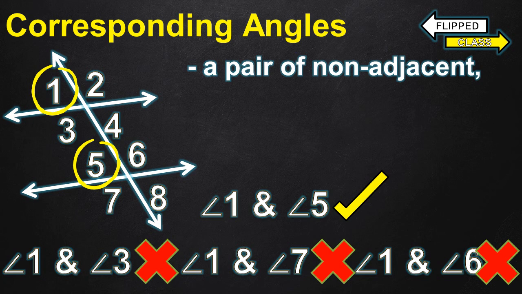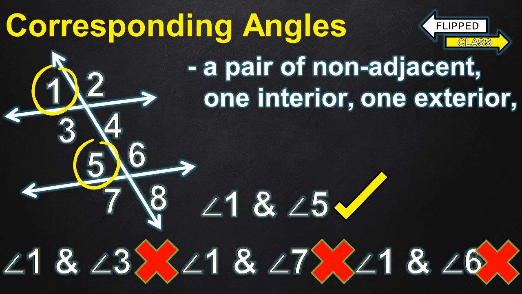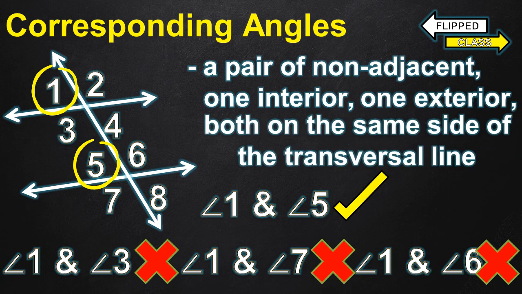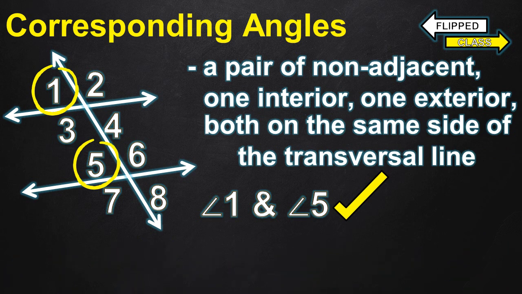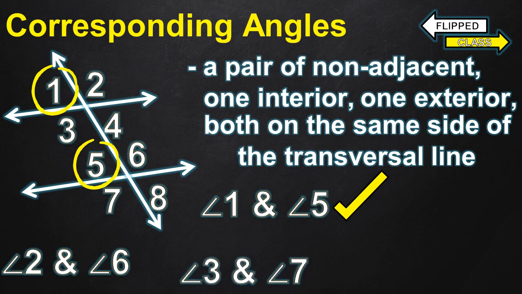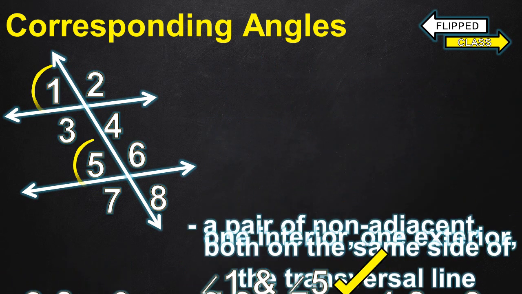Angle 1 and angle 7 are also non-corresponding because corresponding angles must have one interior, as angle 5 shows, and the other one an exterior. Aside from this, they must be on the same side of the transversal line. That's what makes angle 1 and angle 6 non-corresponding. Aside from this, we also have angle 2 and angle 6 as corresponding angles, angle 3 and angle 7, and lastly, angle 4 and angle 8.